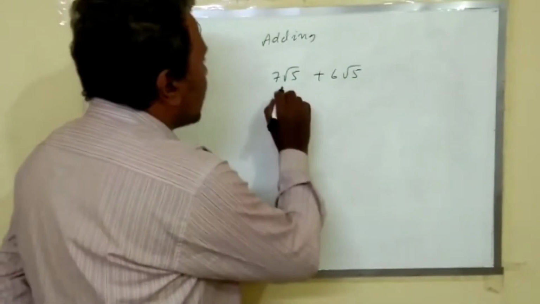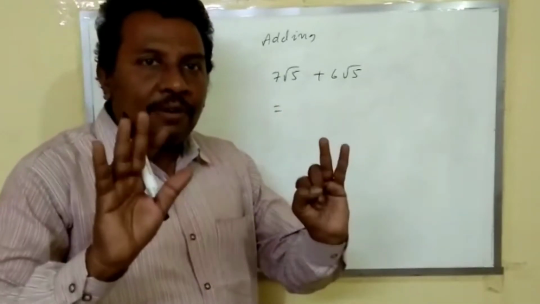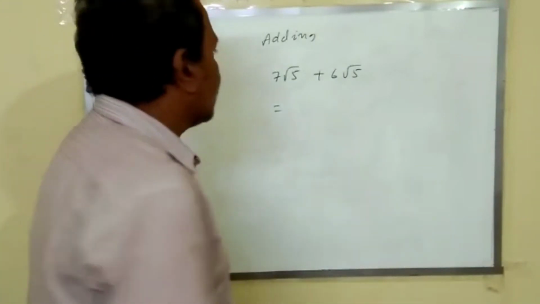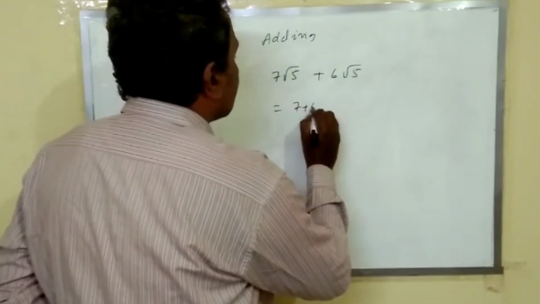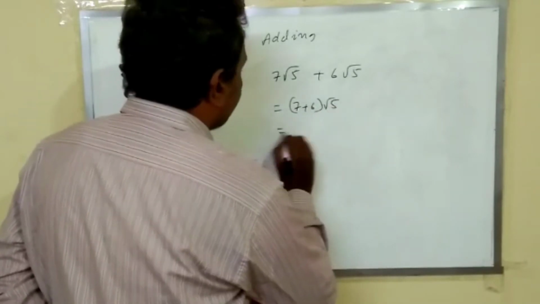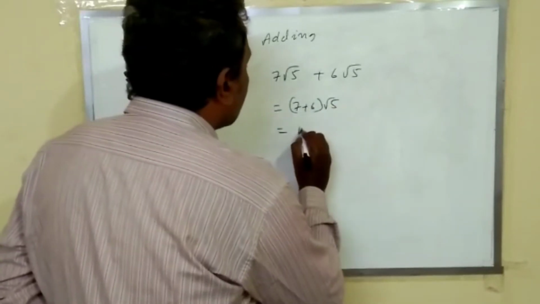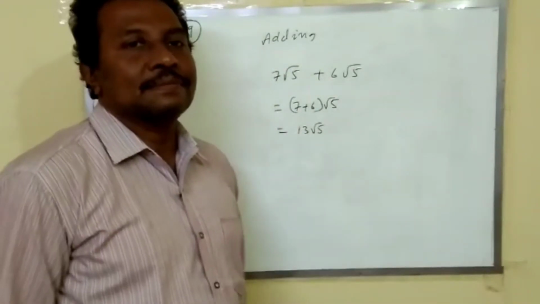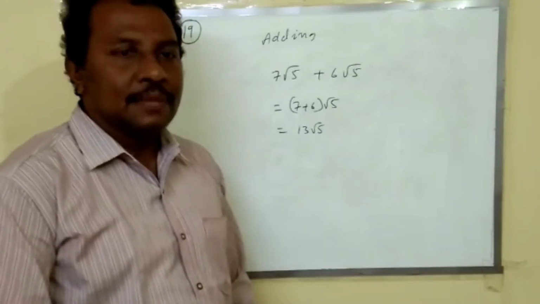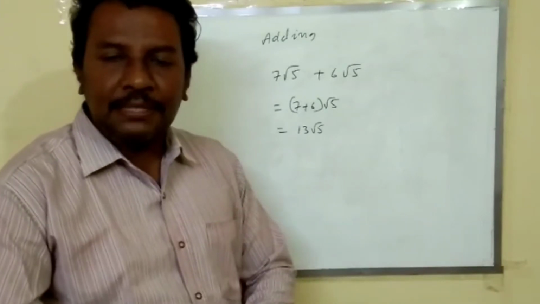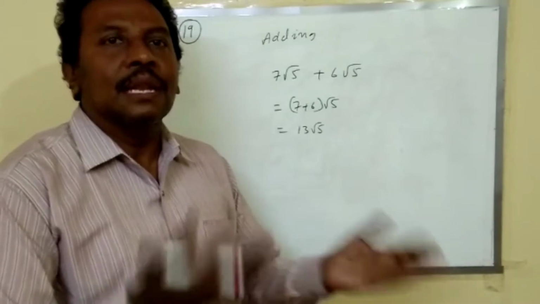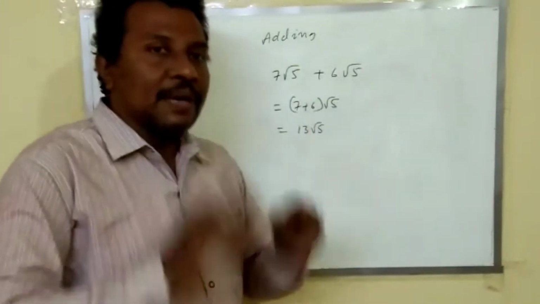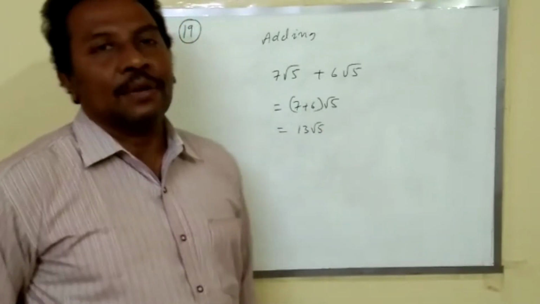So this is equal to 7. It means 7 root 5s plus 6 root 5s is equal to 7 plus 6 of root 5. 7 plus 6 is equal to 13 root 5. Totally 13 root 5s. Just like 6 pence plus 5 pence is equal to 11 pence. In the same way, 7 root 5s plus 6 root 5s is equal to 13 root 5s.